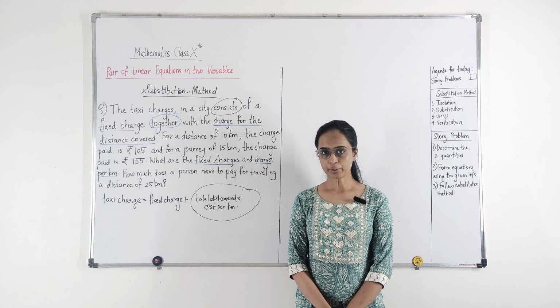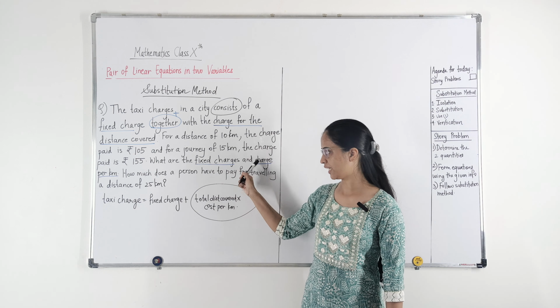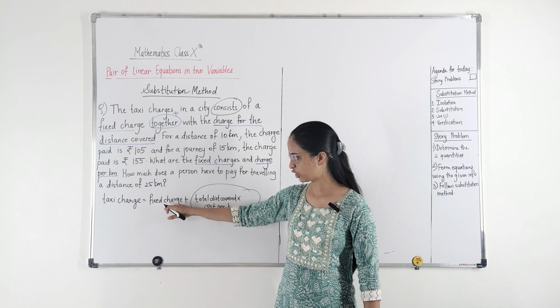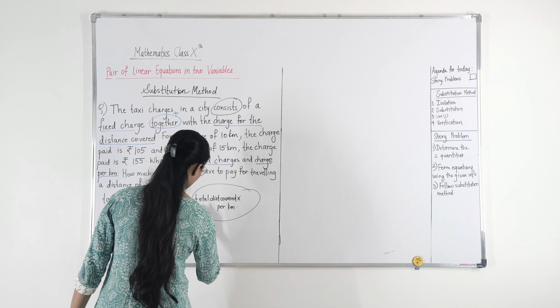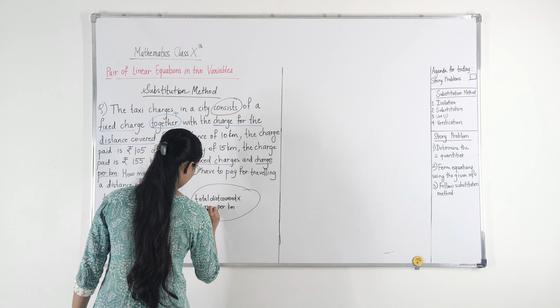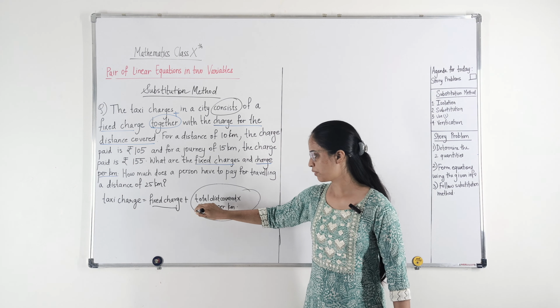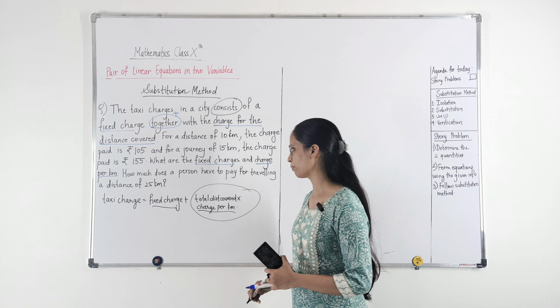Now, according to the question, there are two quantities which we are supposed to find: the fixed charge and the charge per kilometer. In this equation, if you see, we have the fixed charge and the cost per kilometer, or I can write charge per kilometer, right? So these are the two quantities which we are supposed to find. This is a general equation. Now let's start with the solving part of it.